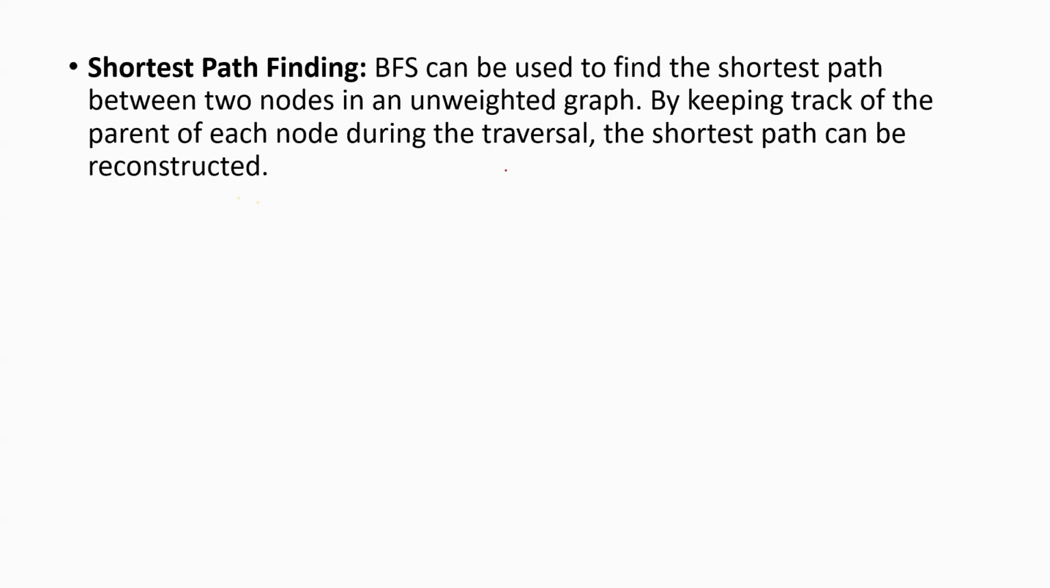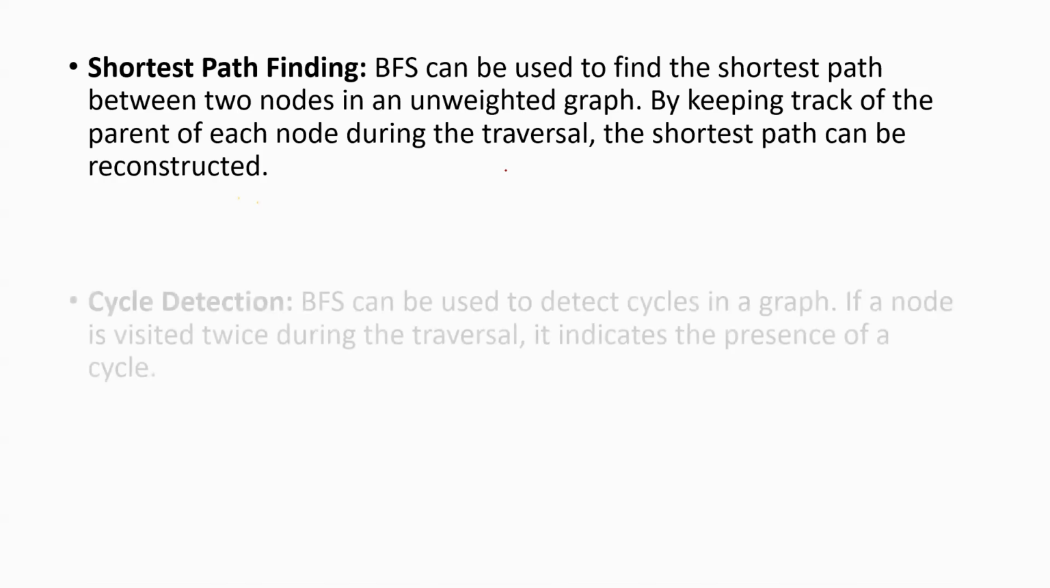So it is used to find the shortest path from a source node to all the other nodes in an unweighted graph, right? Because BFS explores all the nodes level by level, the first time it reaches a node, it chooses the shortest path, with the least number of edges. Finding the shortest path, like in a map, maze, or game level.